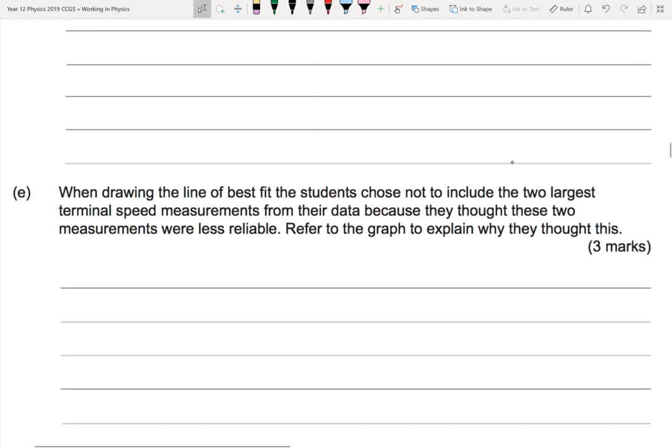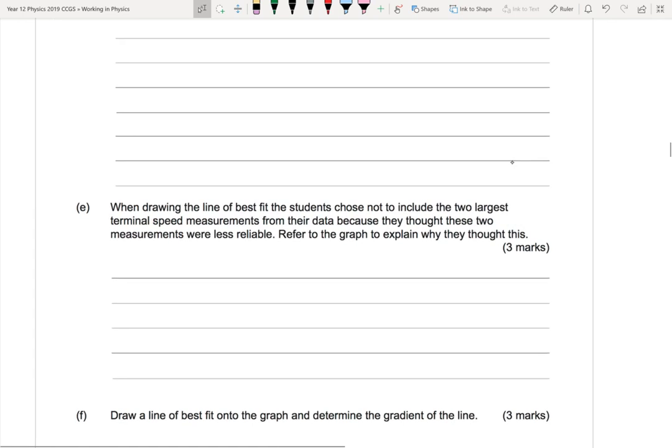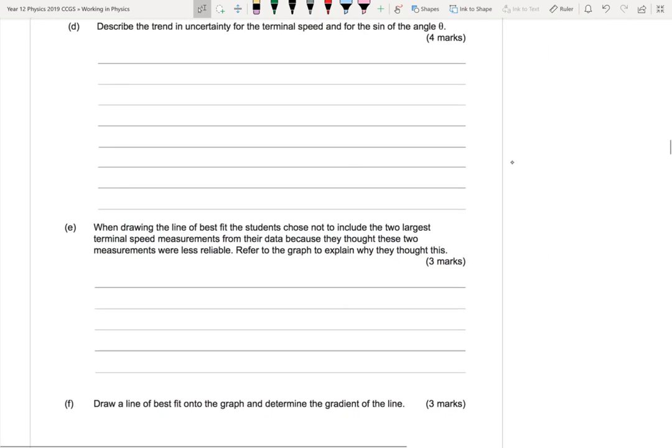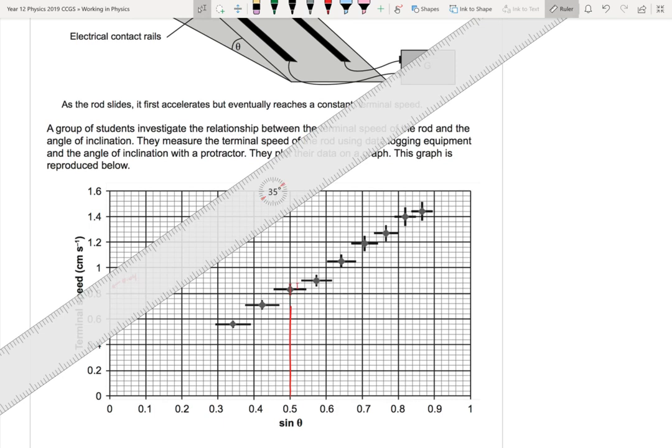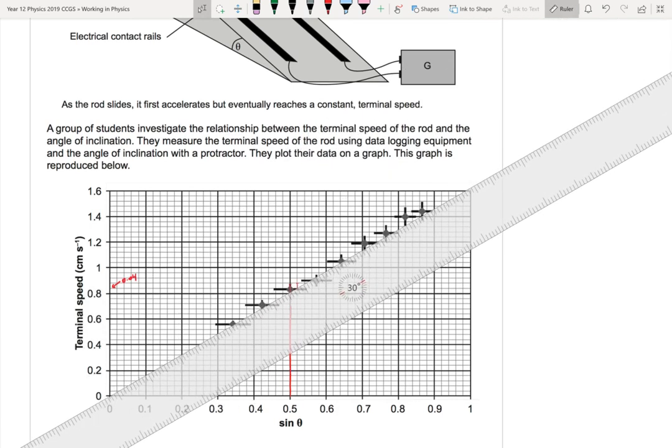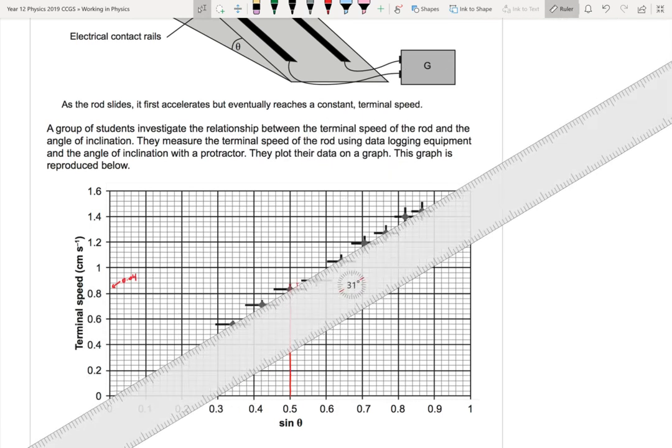Now, I will leave you this one. When drawing the line of best fit, the students chose not to include the 2 largest terminal speed measurements because they thought they were less reliable. Let's just have a look. So you're going back to drawing your line of best fit because that's what you have to do for the later questions.